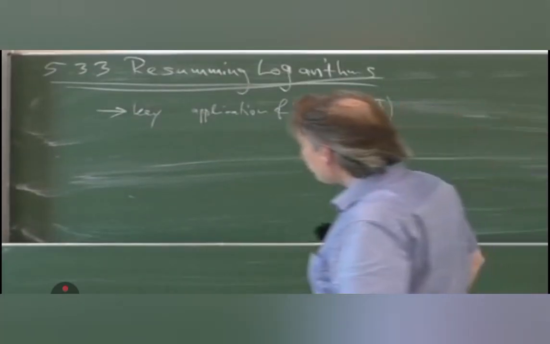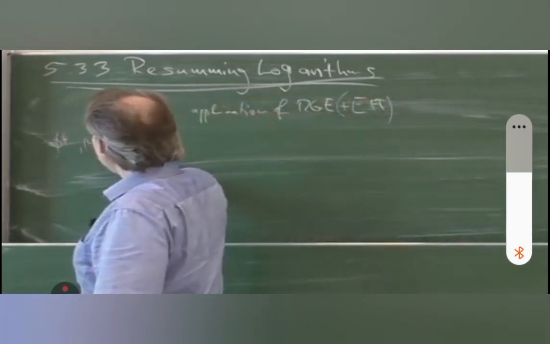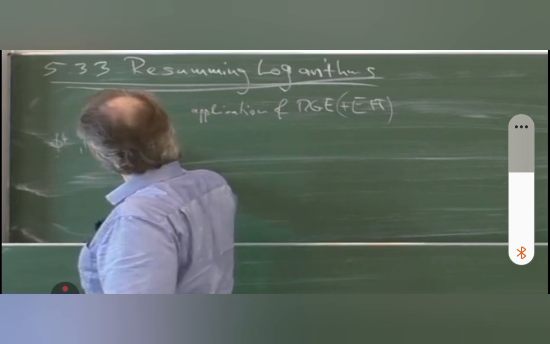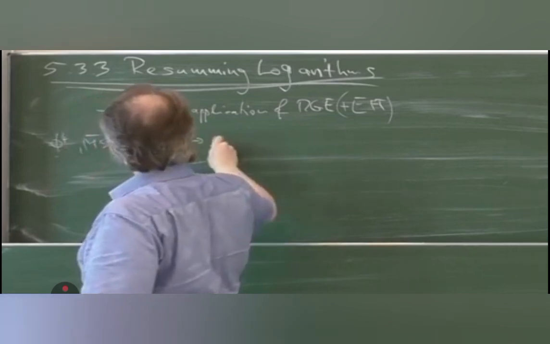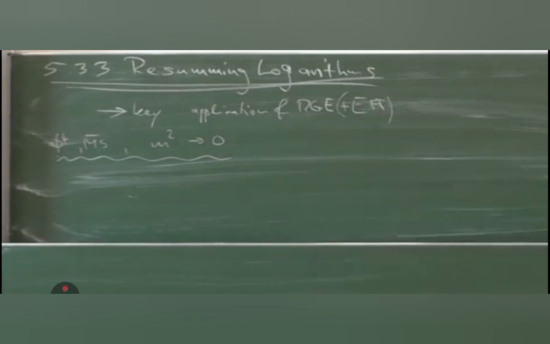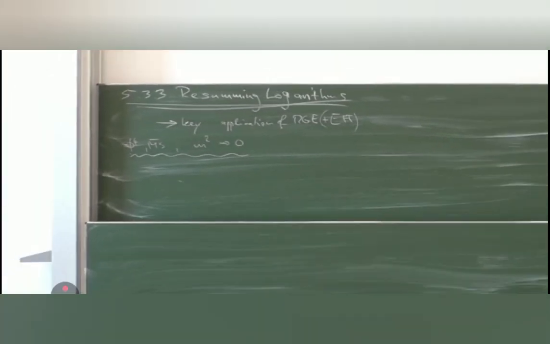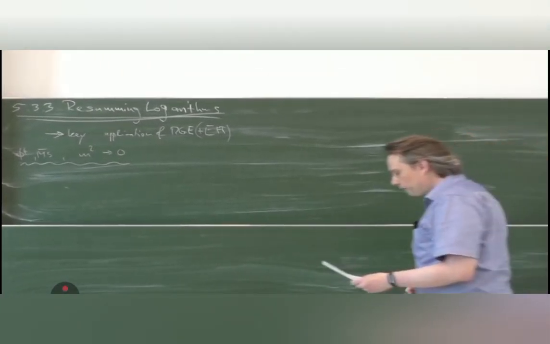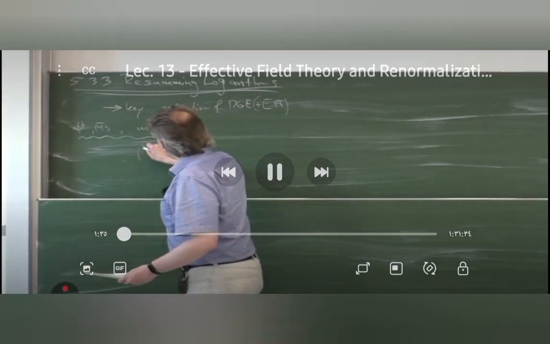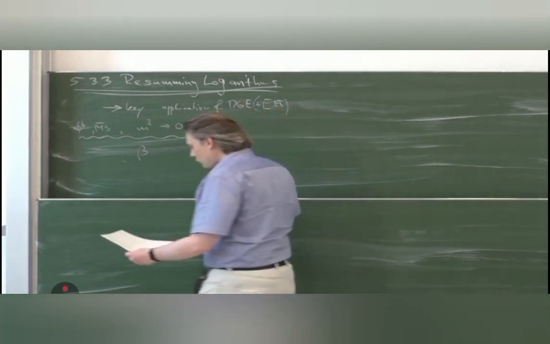So again, we work in φ^4 theory with the mass neglected, and we neglect the mass of the particle in the φ^4 theory, and we look at large logarithms which can appear in a physical calculation. The relevant renormalization ingredients are the beta and gamma functions.